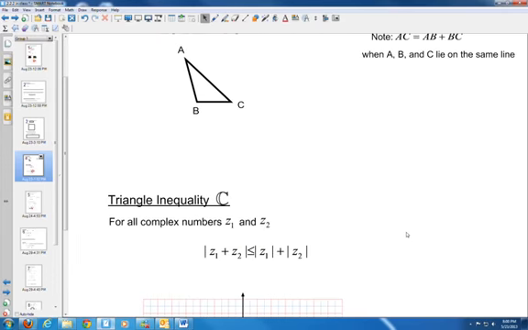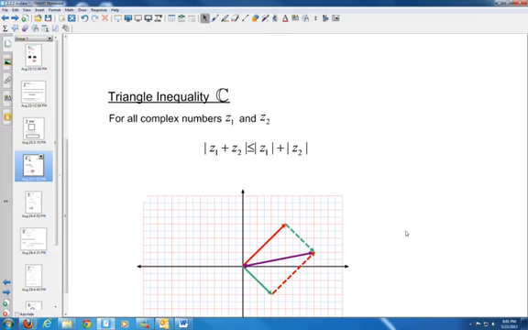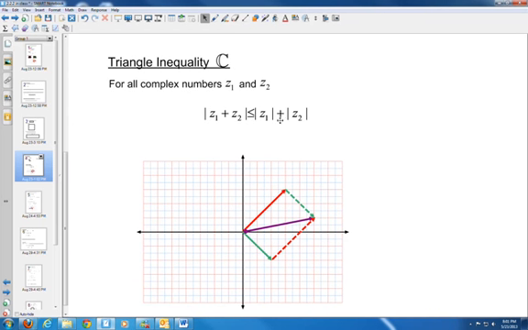This property or theorem translates very nicely when we talk about the complex number plane, and it comes, quite frankly, because of the geometrical representation we have for complex numbers. So here we go. For all complex numbers z1 and z2, the modulus of z1 plus z2, remember that's the purple one here, is always less than or equal to the length of z1 plus the length of z2. In this case, we have that as the red one. Makes sense. Here's your triangle. It follows directly from the property for real numbers.